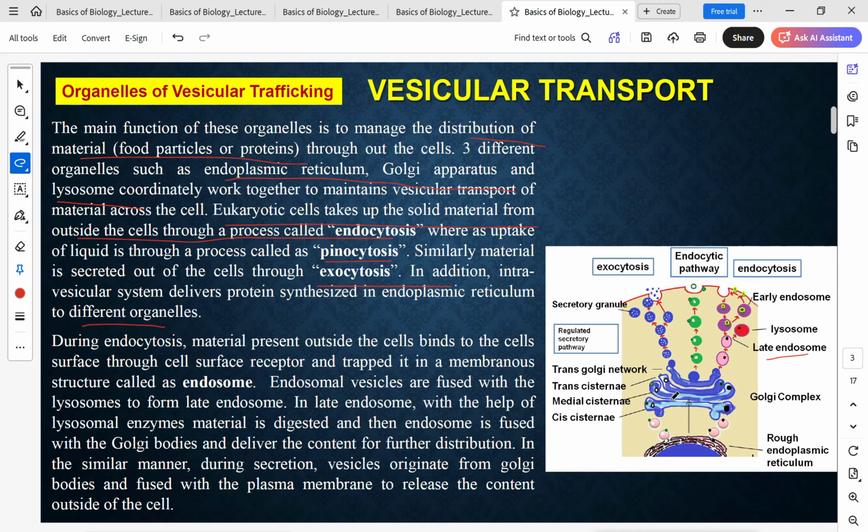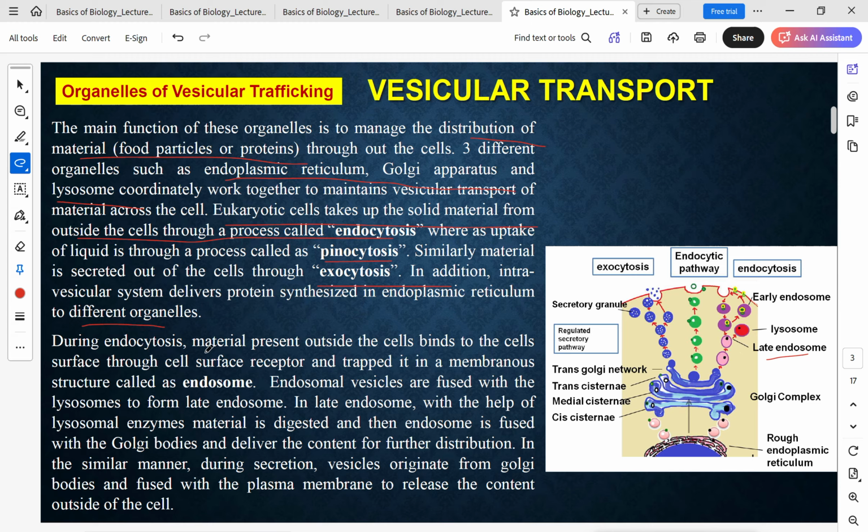In the case of exocytosis, if the cell wants to secrete something out, then the Golgi creates a secretory granule which matures, reaches the plasma membrane and fuses with it, in short releasing the contents inside the vesicle to the outside.